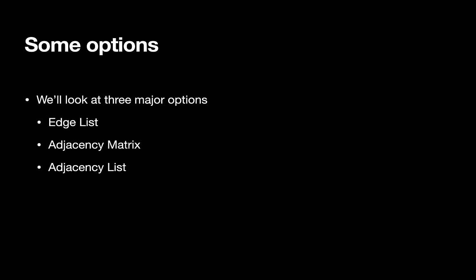Now that we know what a graph is, let's go ahead and take a look at a couple of different implementations of how we could actually represent a graph using some of the data structure concepts we've already seen. So we're going to look at three different options. The first one will be the edge list, and then we'll talk about an adjacency matrix representation and an adjacency list representation. So starting off, let's talk about the concept of an edge list.